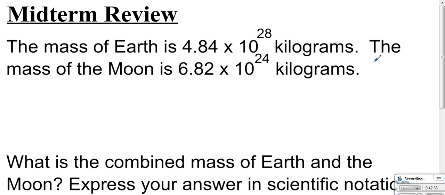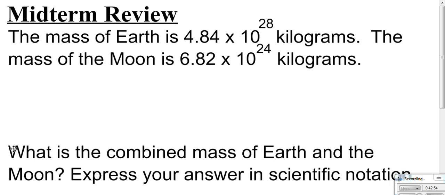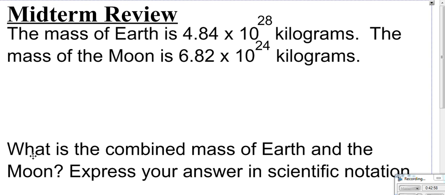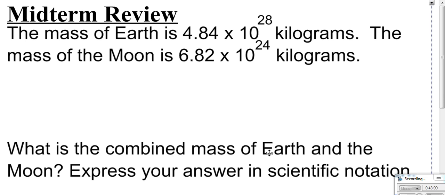Okay, so this is a question that has to do with scientific notation. The mass of the Earth is 4.84 times 10 to the 28 kilograms. The mass of the Moon is that amount of kilograms right there in scientific notation. So, it's asking what is the combined mass of the Earth and Moon? What is the combined mass?